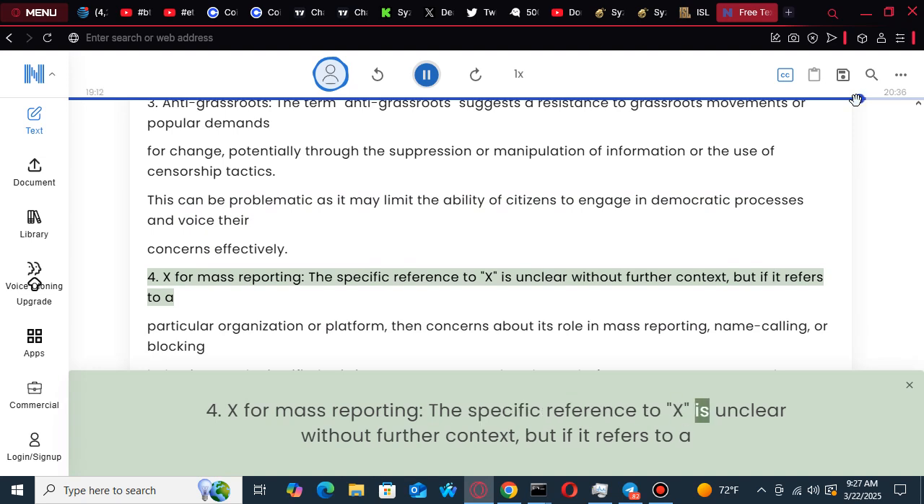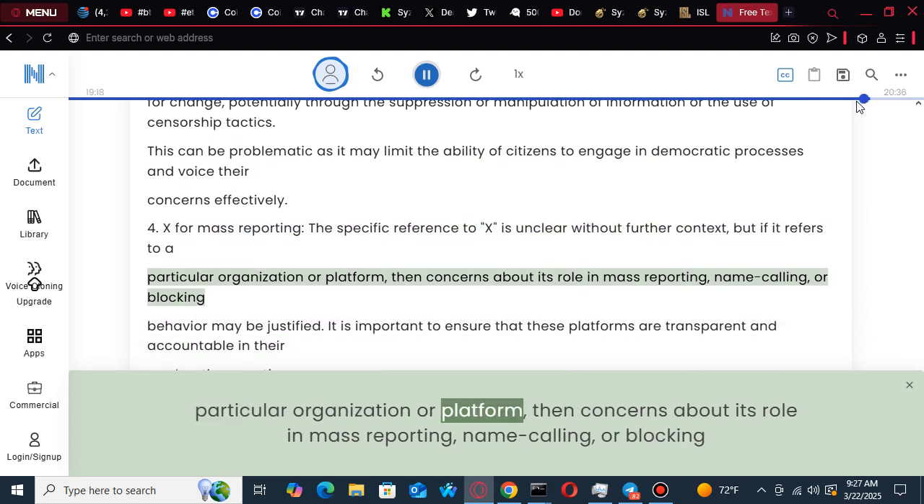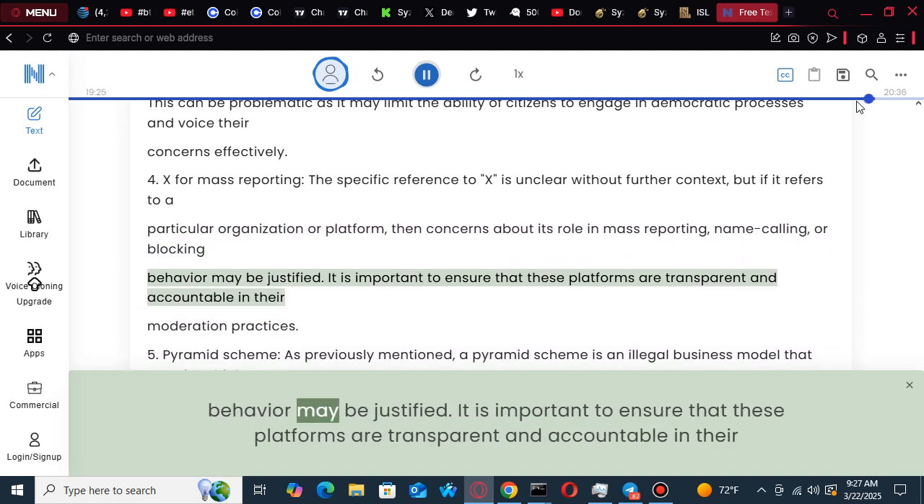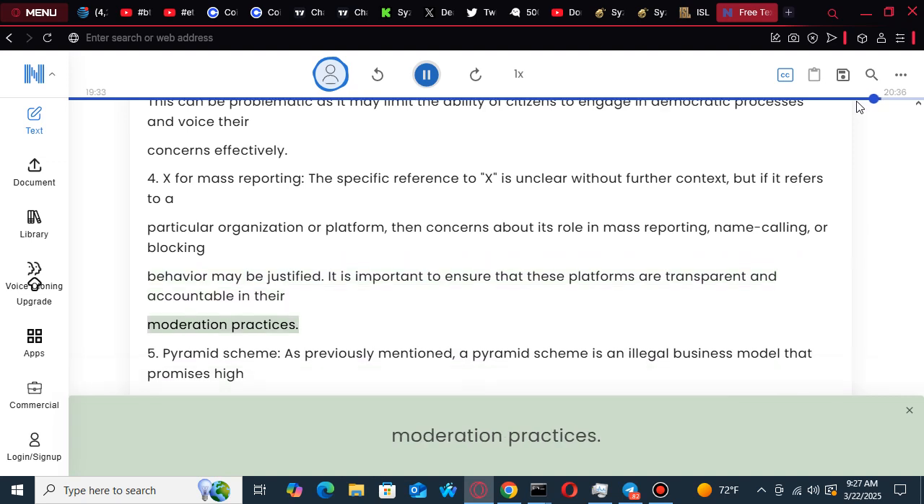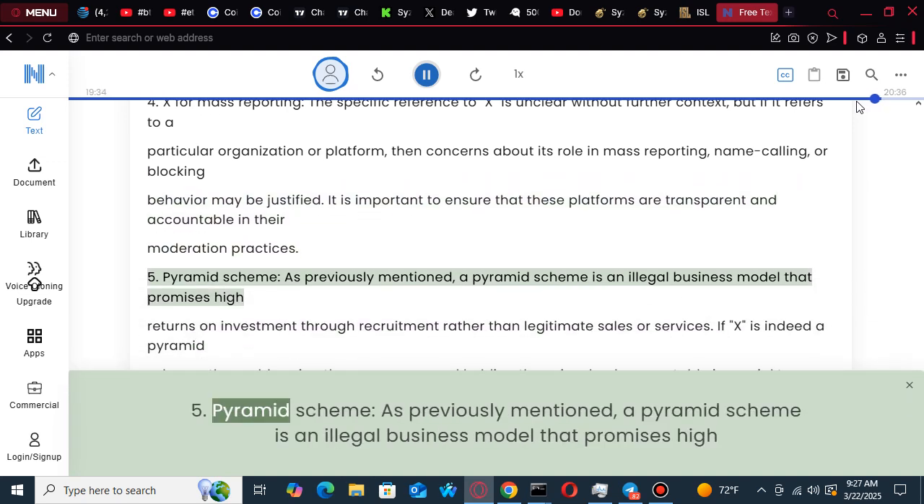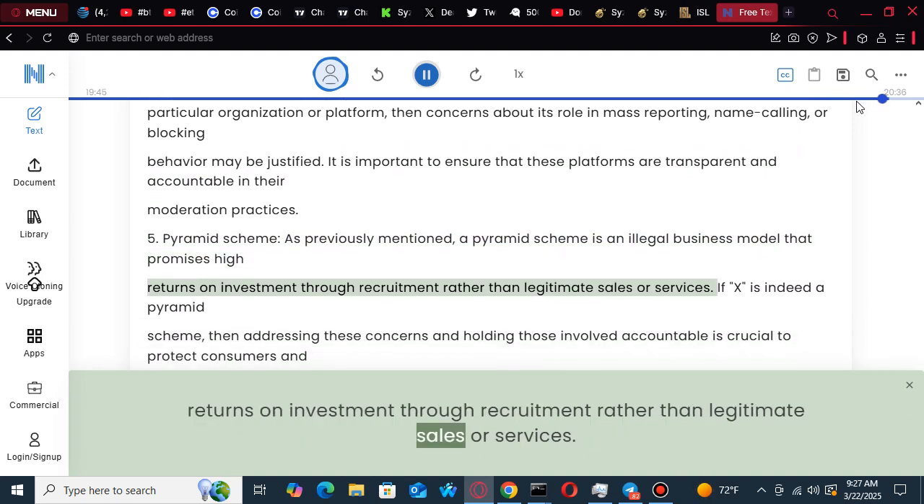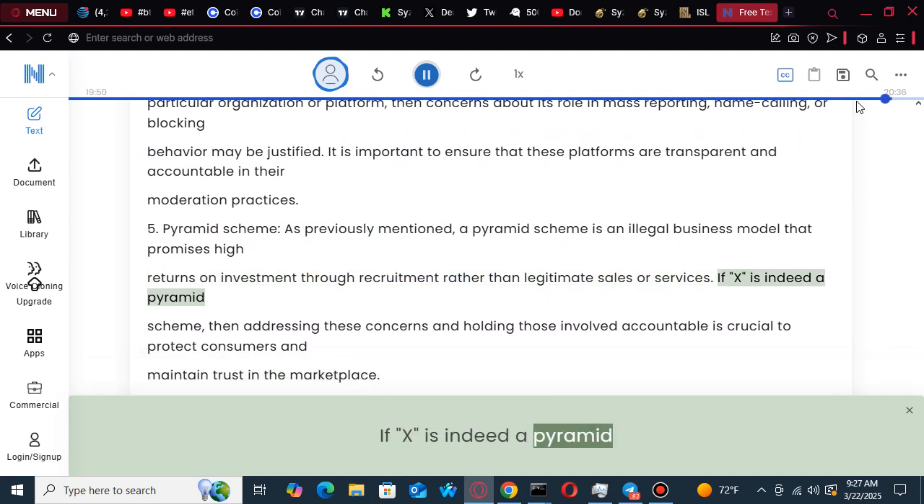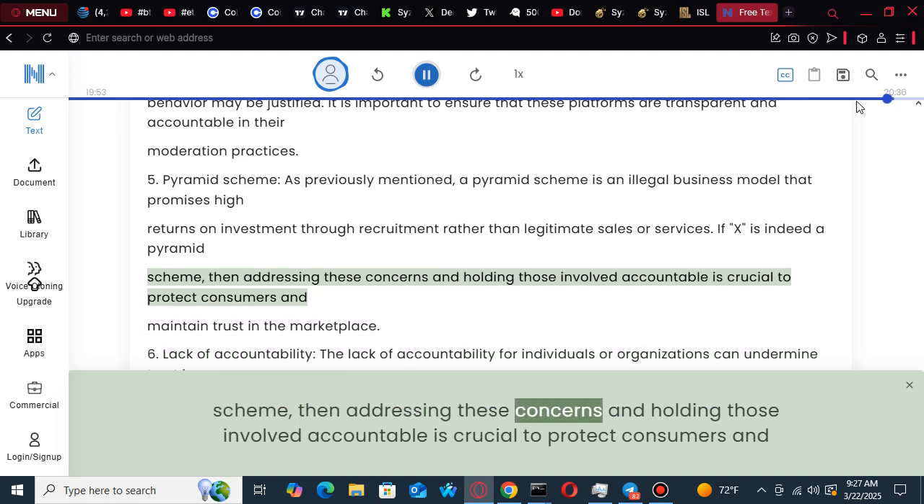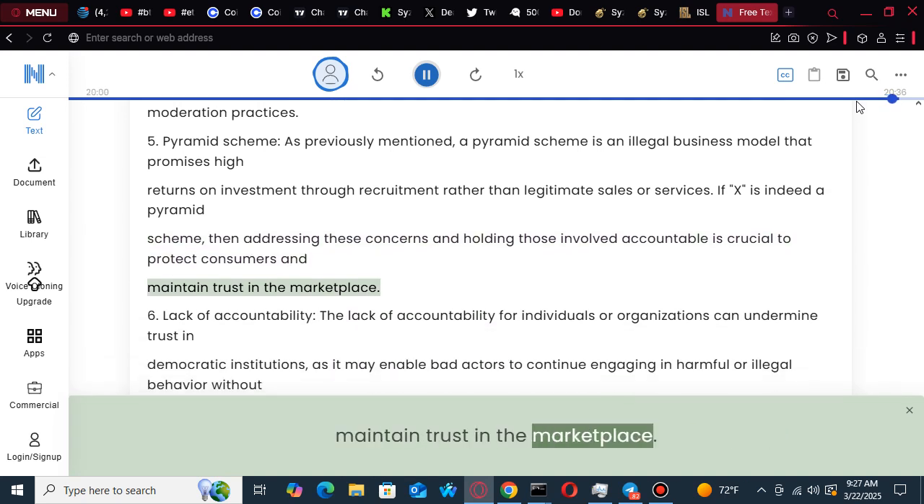The specific reference to X is unclear without further context, but if it refers to a particular organization or platform, then concerns about its role in mass reporting, name-calling, or blocking behavior may be justified. It is important to ensure that these platforms are transparent and accountable in their moderation practices. 5. Pyramid scheme. As previously mentioned, a pyramid scheme is an illegal business model that promises high returns on investment through recruitment rather than legitimate sales or services. If X is indeed a pyramid scheme, then addressing these concerns and holding those involved accountable is crucial to protect consumers and maintain trust in the marketplace.